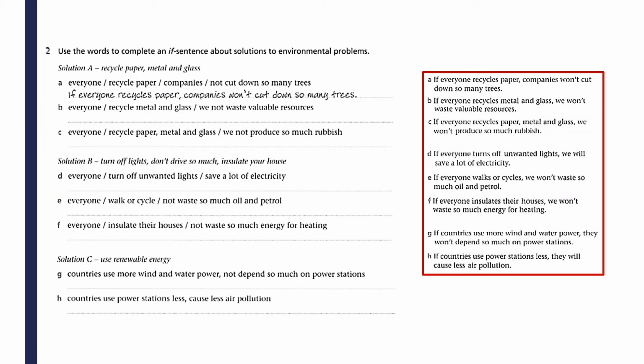For this part, we are naming different solutions to environmental problems. So for each of the solutions, we are taking an action and we expect a change to come afterwards. So we name the condition in the present tense and the expected results in the future tense, also known as the first conditional.